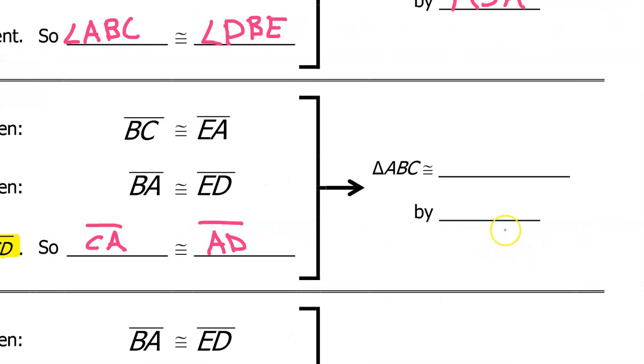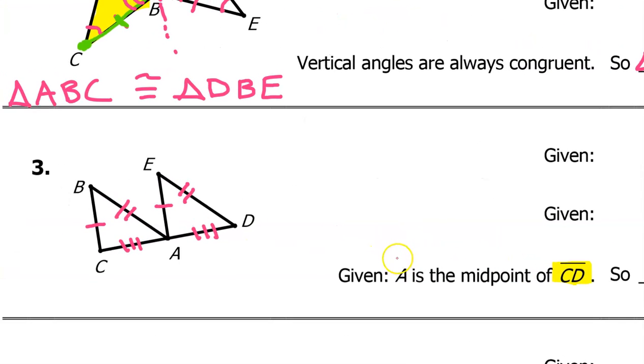Now it's time to say, what rule proves that the two triangles are congruent? Well, clearly this is going to be S, S, S, side, side, side, because focusing on one triangle at a time, we just have 3 congruent sides.